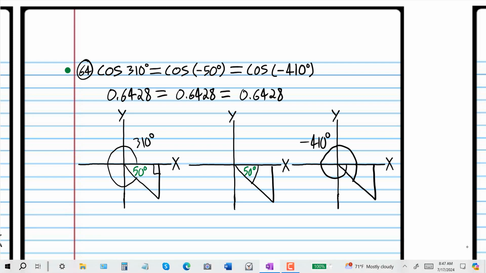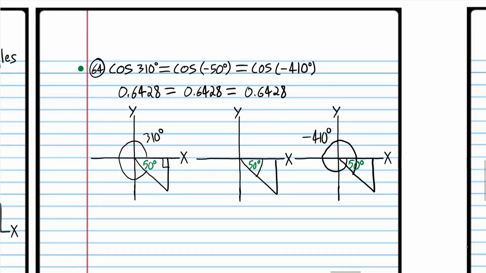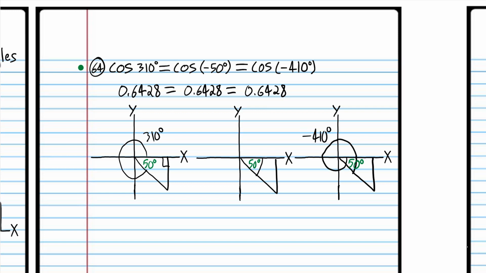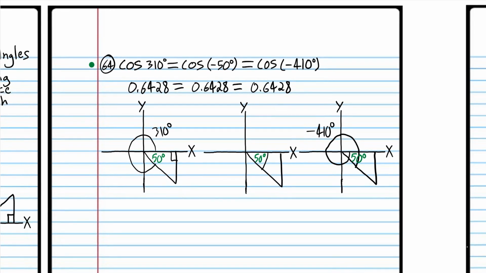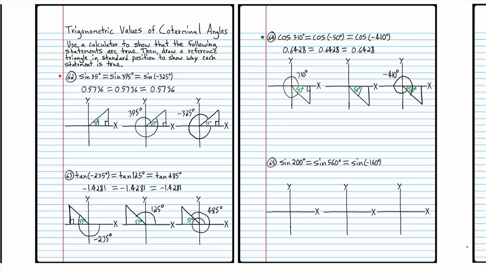So the reference angle is 50 degrees. Because the triangles are in the same quadrant and the reference angle is the same, that tells us why these ratios are all equal. So go ahead and try one more of these, 65. When you come back, we'll do it together.